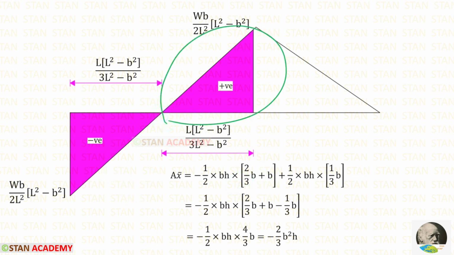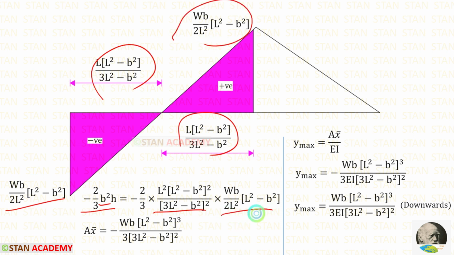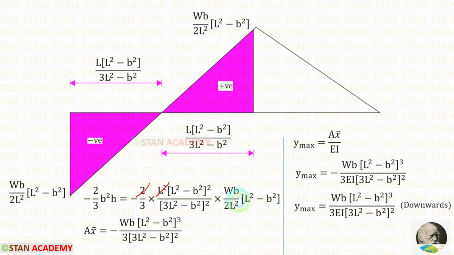For this triangle, the area is half into BH. The centroid distance is 1 by 3 into B. We can take minus half into BH outside. When we add these three, we will get 4 upon 3B. 2 2s are 4. B into B, we will get B square. Now, in this formula, let us apply the values. B is this one. Let us apply that. And height is this one. Let us apply that. We can eliminate 2L square. We can multiply these two. When we do that, we will get a cube.